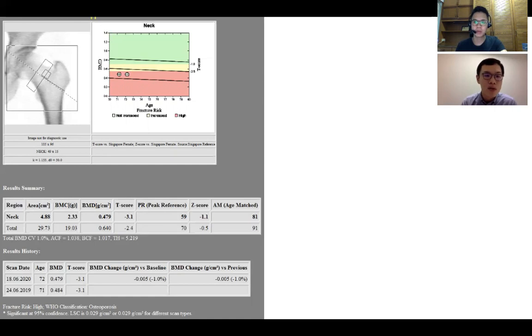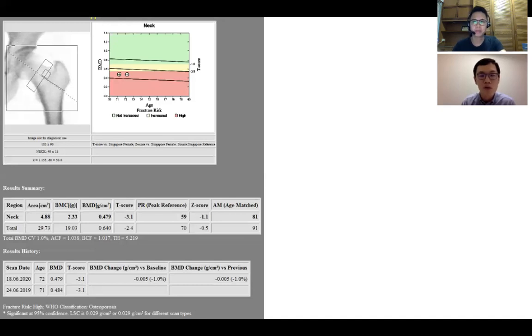So in this case, there's very little change in the bone mineral density. It's just a change of 0.005 or 1% change at the neck of femur. So it's relatively stable. And right at the bottom of the report, it says significant at 95% confidence. LSC or least significant change is 0.029 grams per cm squared. So that's actually the margin of error. A change that is greater than that number would be a significant difference, based on the machine characteristics and how they measure. So there's a margin of error, and anything bigger than that would be a significant change.